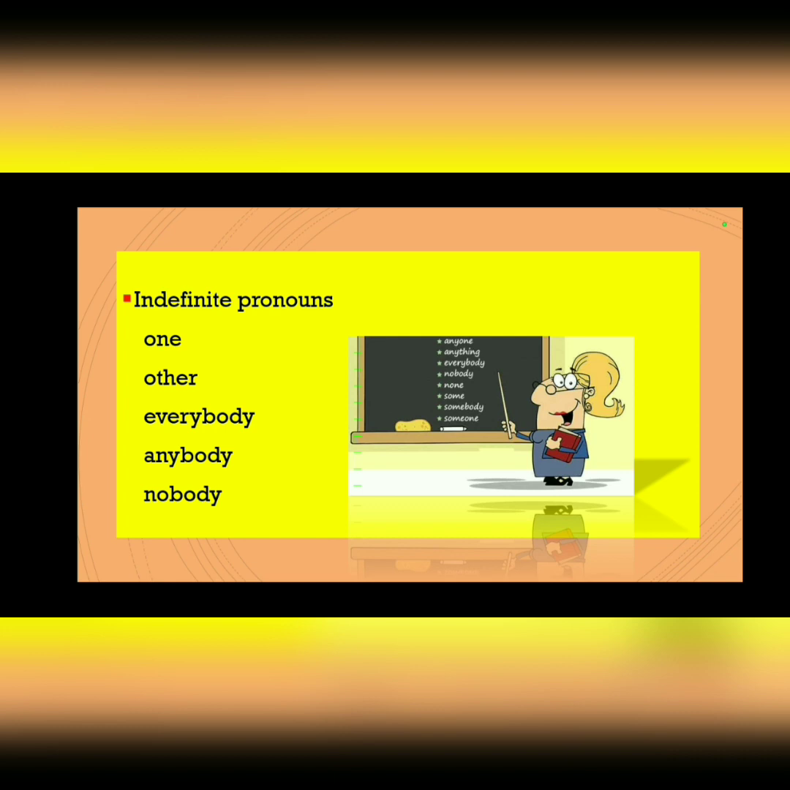We also have indefinite pronouns, and these are used when the person or thing doesn't need to be specifically identified. For example, one, other, everybody, anybody, nobody. An example: everybody loves my homemade brownies, or someone loves Marmite, others hate it.